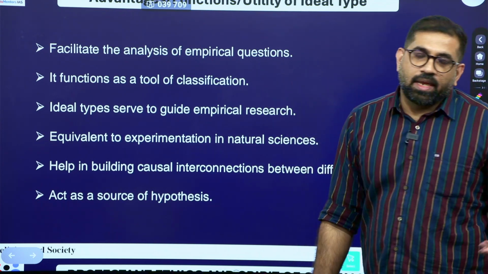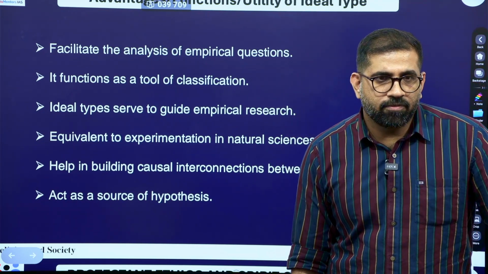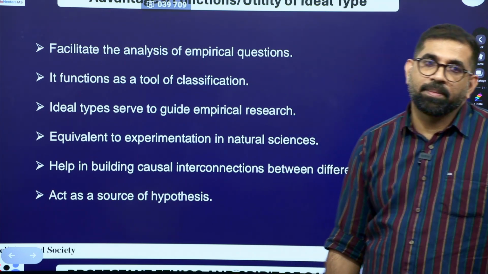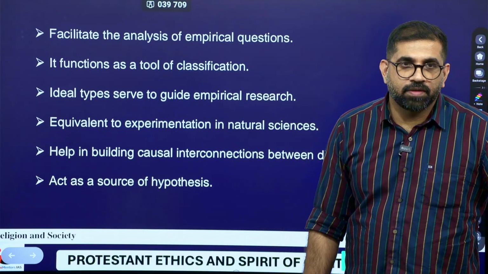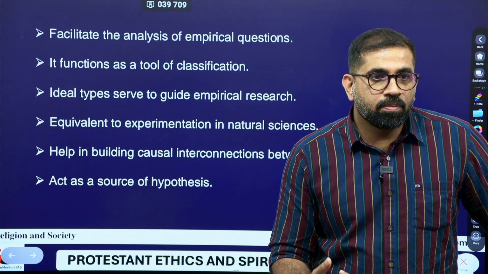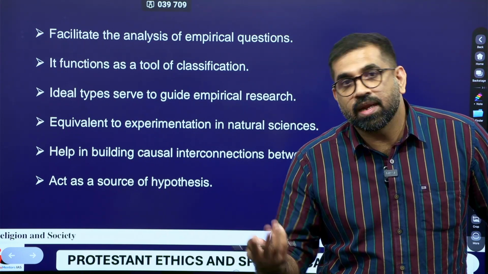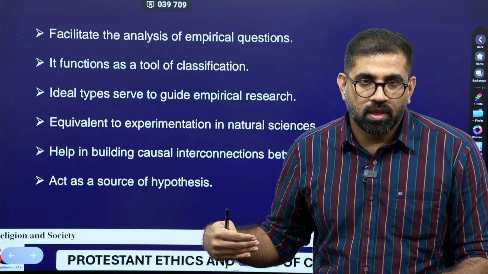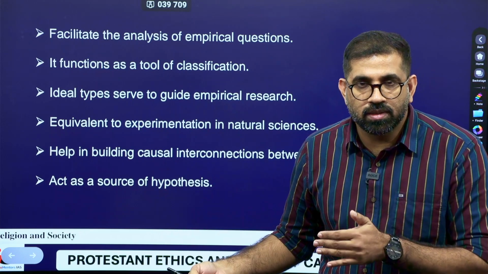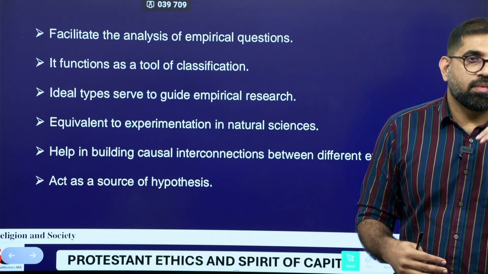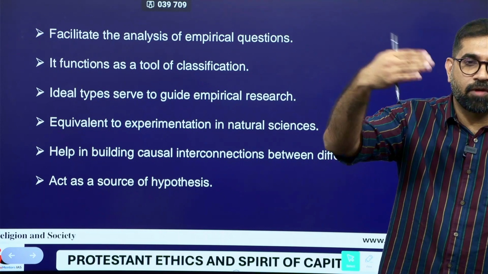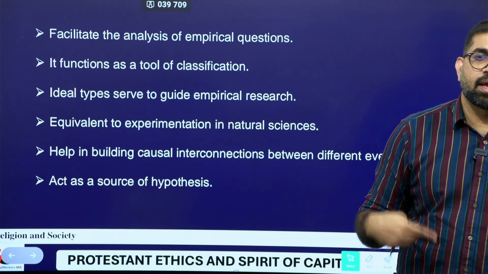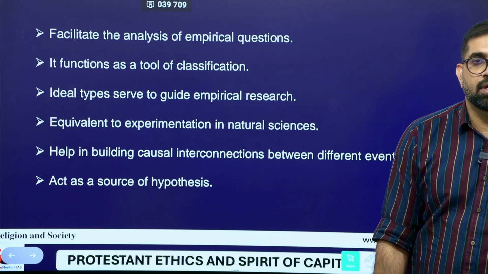Now, what are the functions or utility of ideal types? One is analysis of empirical questions, right? As I've mentioned, by creating an ideal type, you will be able to study objectively through empirical evidence. It acts as a tool of classification, because in our example we try to analyze electoral democracy. By using the same ideal type, we can compare different countries, and based on the performances we can classify them, maybe as high performing, medium performing, and low performing countries, based on their electoral performances.